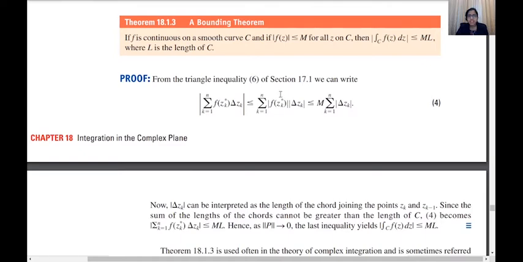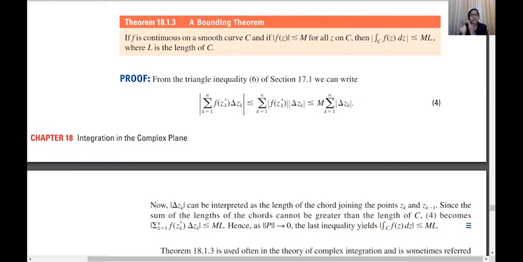Now f(z) is always less than or equal to M, so I can write this as less than or equal to M into the summation for k equal to 1 to n of mod delta zk, because every f(z) is less than or equal to M by the theorem. So this is less than or equal to M into the summation for k equal to 1 to n of modulus delta zk.